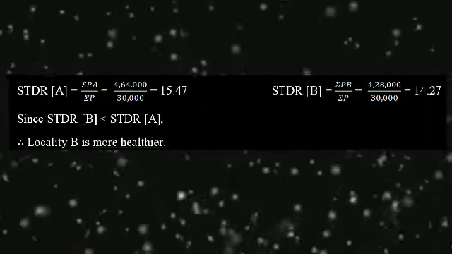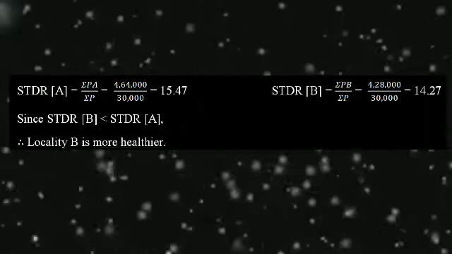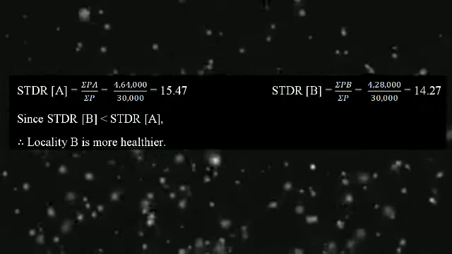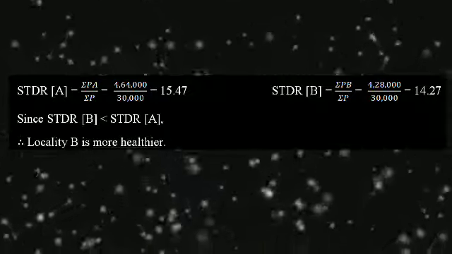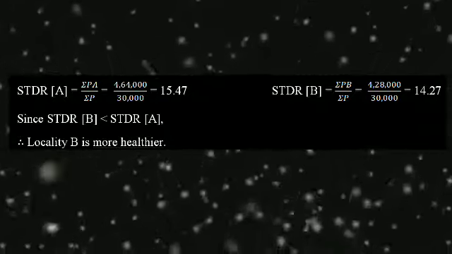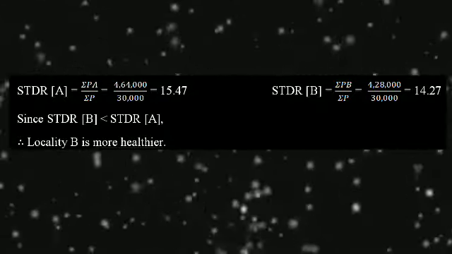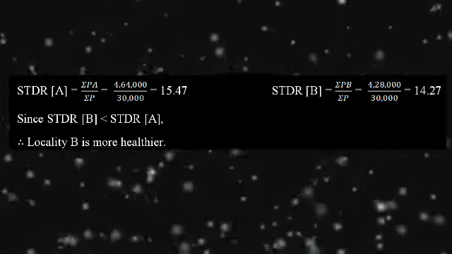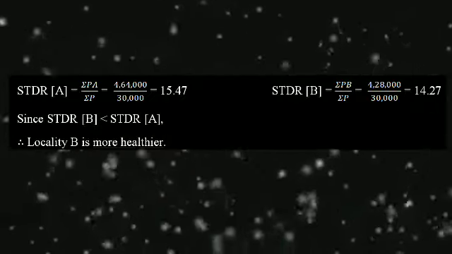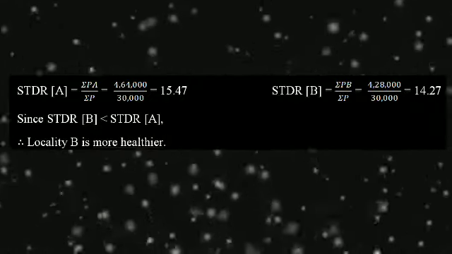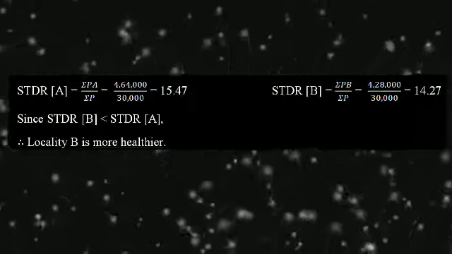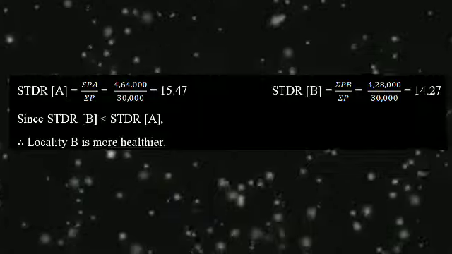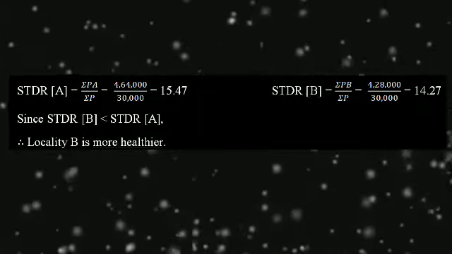After computing the standardized death rates, compare both values. Here the death ratio is more for the first locality than the second locality. So the death ratio is more for the first locality, which means locality B is considered the healthy population. Since STDR of B is less than STDR of A, locality B is your healthy population. Therefore, locality B is healthier.